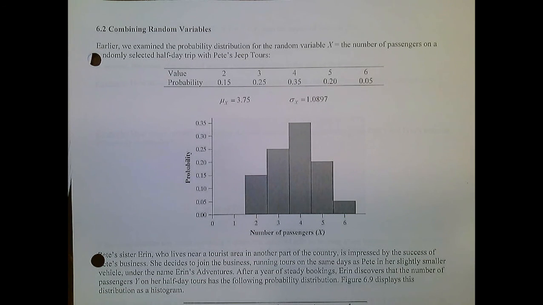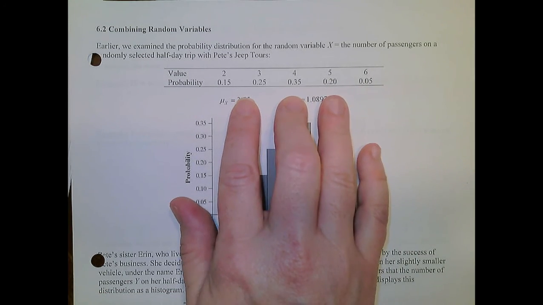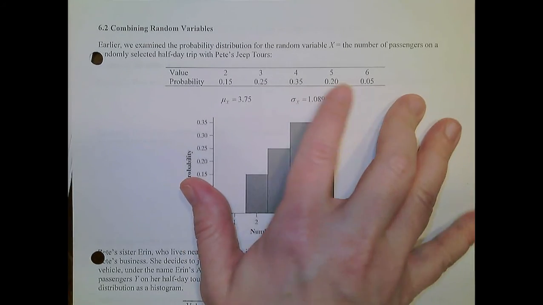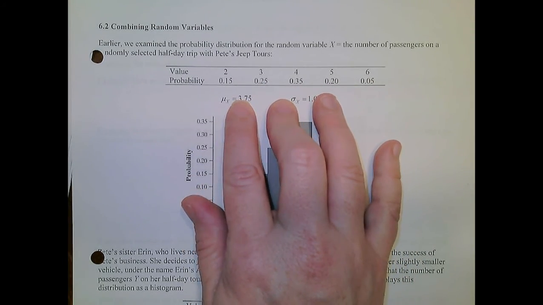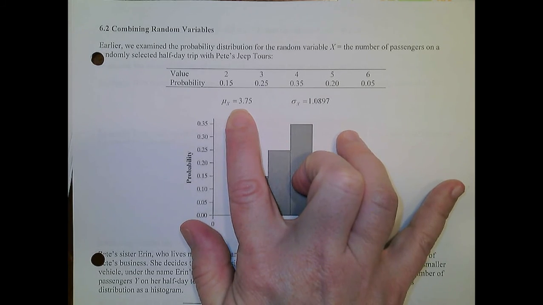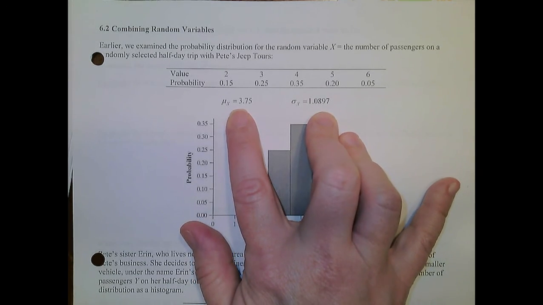So we called the random variable X the number of passengers on any randomly selected half-day trip that Pete does with his Jeep tours. And we had this information. We knew that he could hold anywhere from 2 to 6 passengers, and we had the probability of any number of passengers given to us as well. So we had looked at the distribution, the mean of that distribution, and the standard deviation of that distribution.